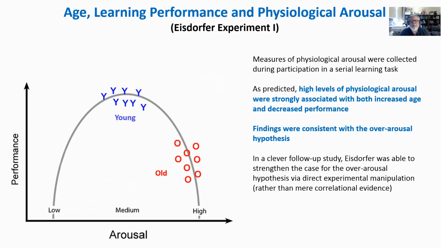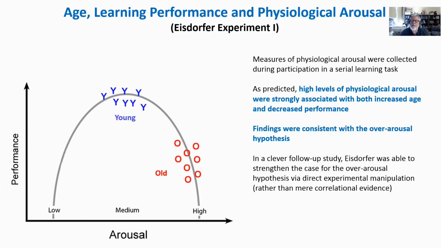In his first experiment, what he did was he took simultaneous measurements of learning performance on the one hand and the level of physiological arousal that his participants presented with in the laboratory. So he had young people and old people. They were given a learning task. He looked at their learning performance, but he also looked at how physiologically aroused they were using a blood draw and a chemical that was measured in the bloodstream that showed the amount of sympathetic nervous system activation in the individual participants in the study.